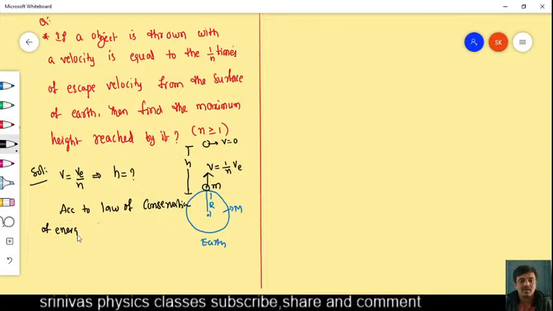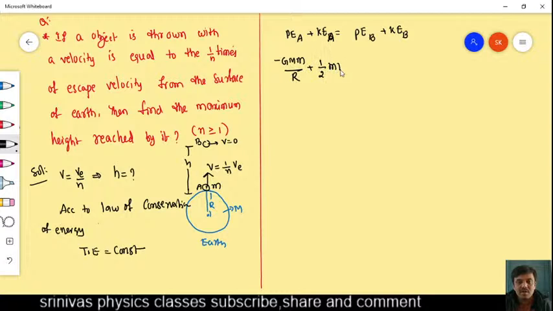Total energy is constant means, what is the total energy on the surface of the earth? On the surface of the earth the total energy we write as potential energy plus kinetic energy. We can take this point as a, this point as b. Potential energy at a plus kinetic energy at a is equal to potential energy at b plus kinetic energy at b. Potential energy formula at a is minus GMm by R. Kinetic energy formula is half mv square. We are throwing with velocity v.